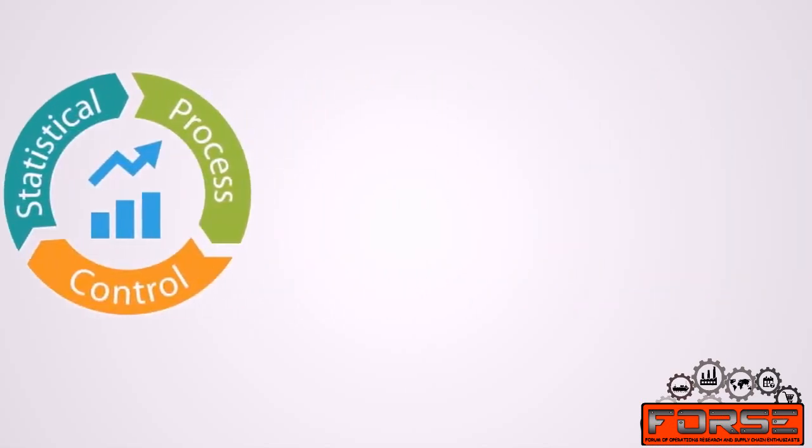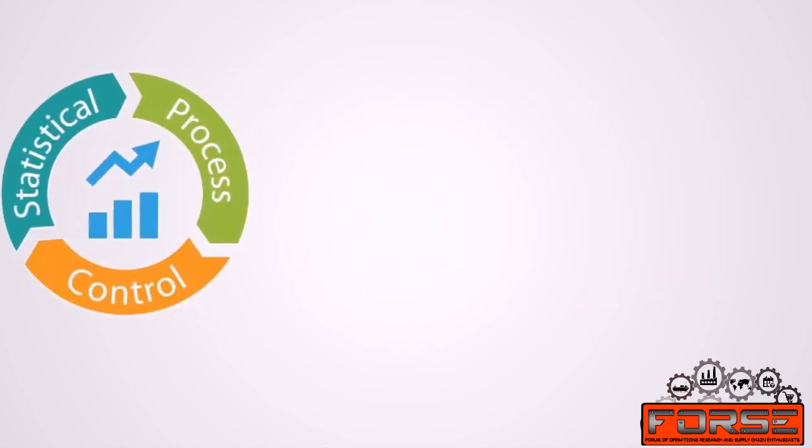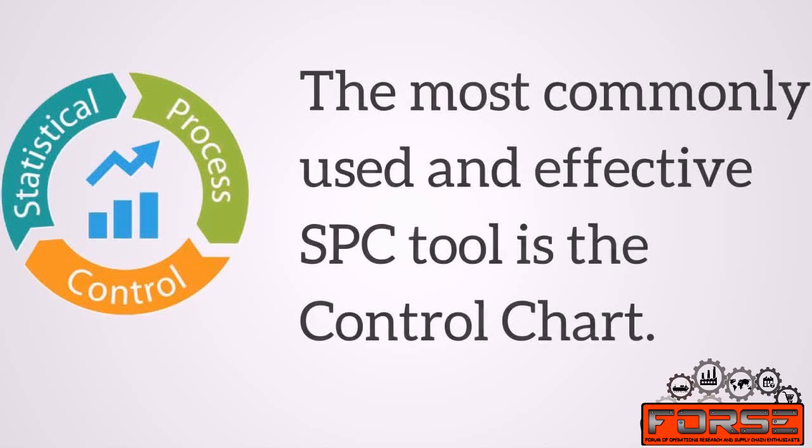Statistical process control is a method of quality control which employs statistical methods to monitor and control a process. This helps to ensure that the process operates efficiently, producing more specification-conforming products with less waste. The most commonly used and effective SPC tool is the control chart. It uses statistical formulae to determine whether a business process is within the control limits or not.